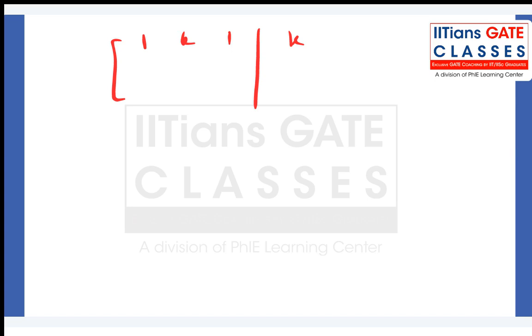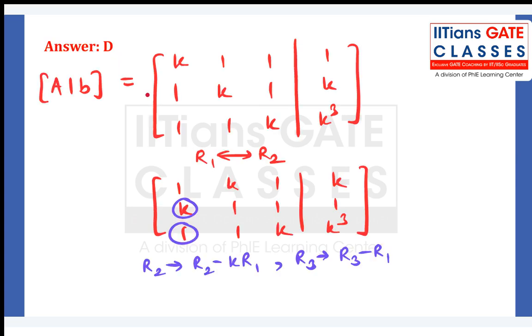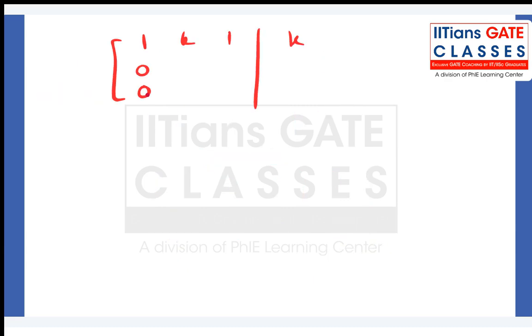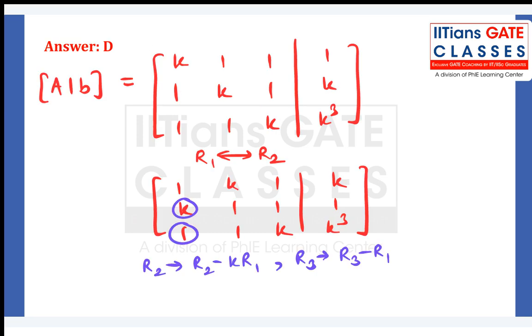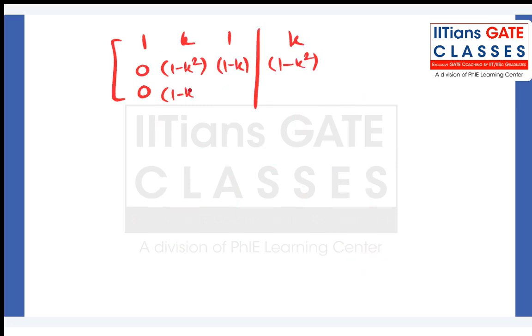The second row and third row, these two elements will become 0 0, and this becomes 1 minus k square, and 1 minus k, and 1 minus k square. So this becomes 1 minus k square, this becomes 1 minus k, this also becomes 1 minus k square. What about R3? So 1 minus k, k minus 1, k cube minus k.